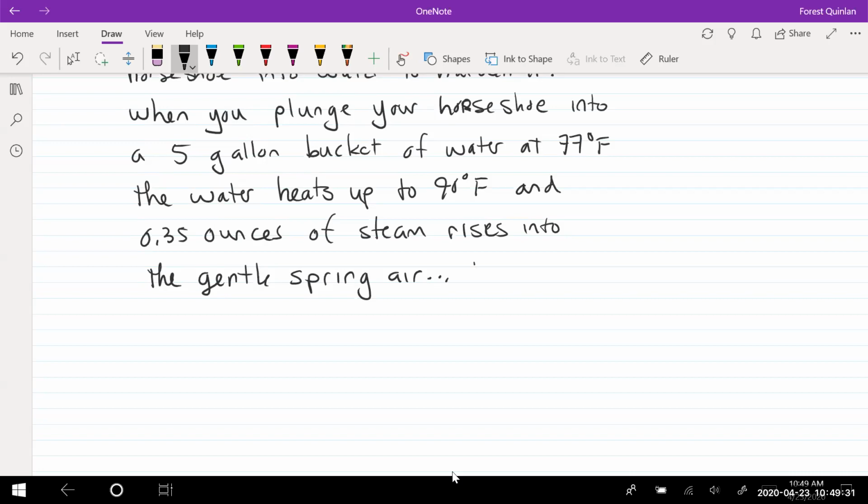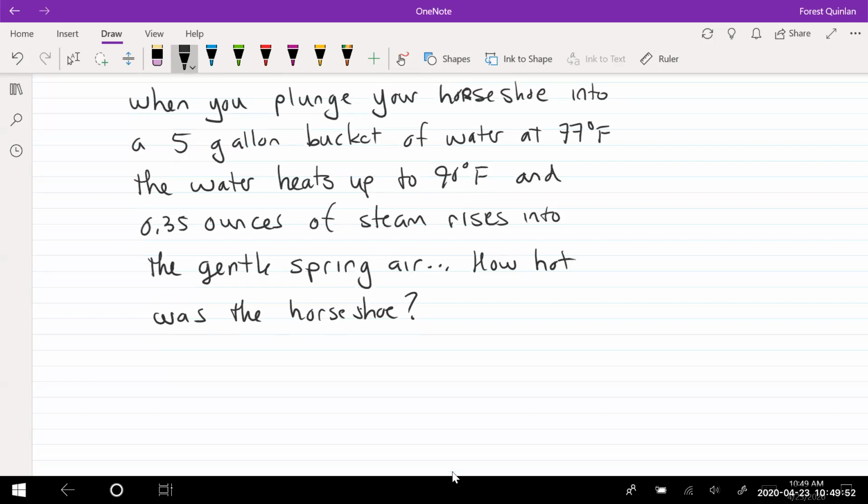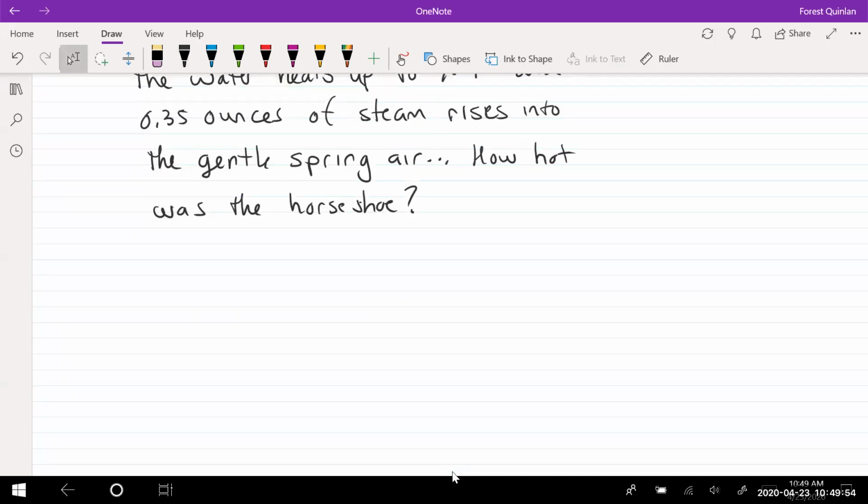Ready? How hot was the horseshoe? How hot was that blacksmith getting that horseshoe to shape it and make it work? Okay. Who wants to do this problem, Ben? Huh? Oh, looks like you just volunteered. I love tricking people into volunteering.